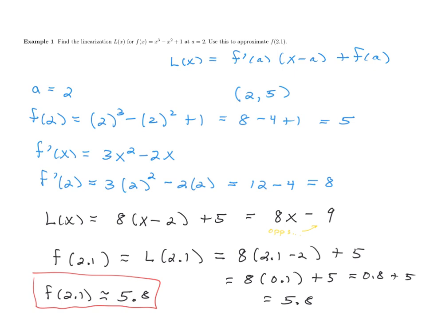And one final thought, wait a second, minus 9? 8 times negative 2 is negative 16 plus 5. Whoops. That should actually be minus 11. So I'm just going to go ahead and change that. And that is it for this problem.